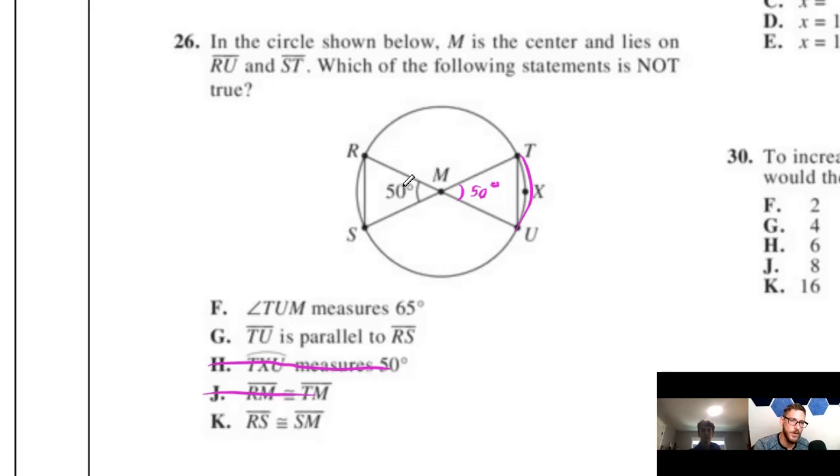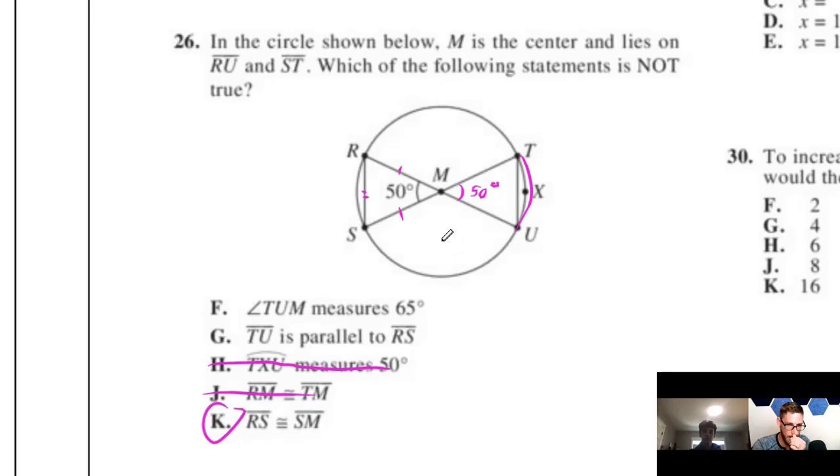Because the only way that could be true is if this was an equilateral triangle. And this would only be an equilateral triangle if this were a 60-degree angle. Oh, okay, yeah. So that's not 60, so it's not equilateral. And since we know these two sides are the same, we know this side has to be different. So RS is definitely not the same as SM. So that's the one we're looking for.